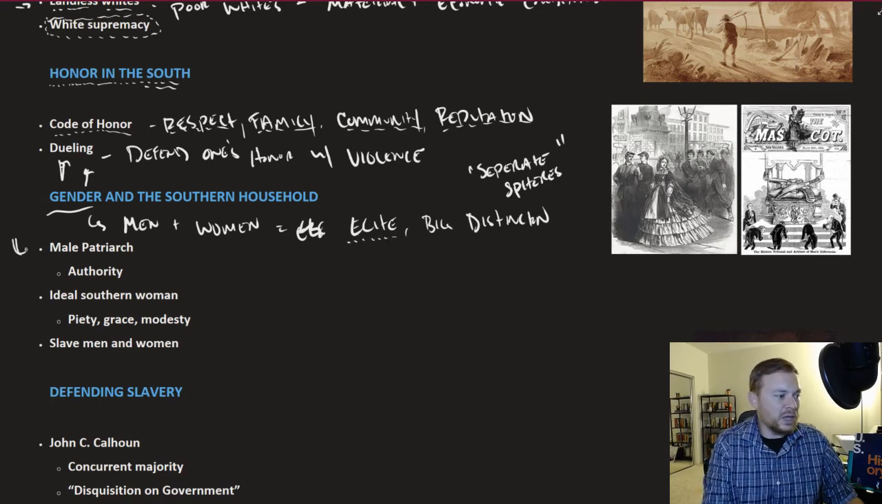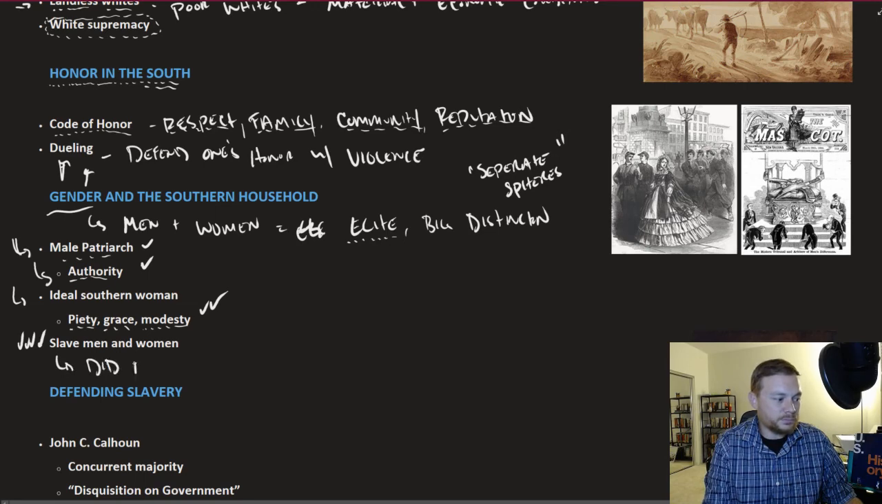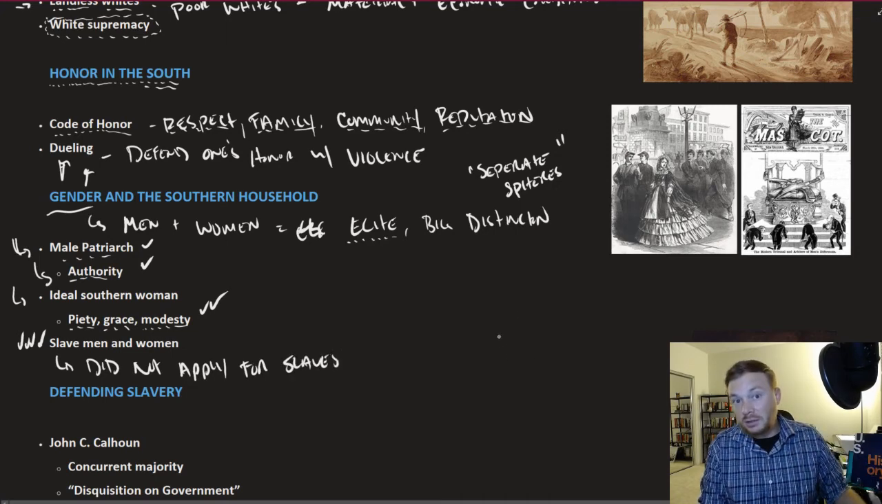Typically, in the family, there was a male patriarch who held the authority over the household. Women were expected to sort of have these characteristics: piety, grace, modesty. One important thing to make a distinction of is that these gender norms, right? The idea of there being a male patriarch and he has all the authority in the household, and that women should exhibit characteristics of modesty and grace, it did not apply for slaves, at least from the perspective of whites.